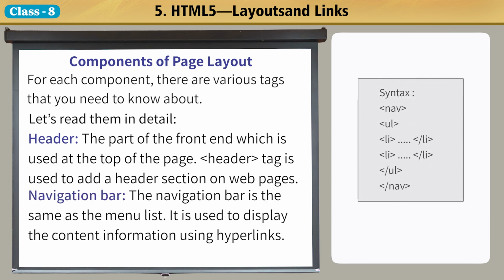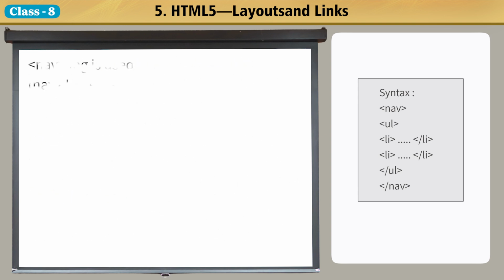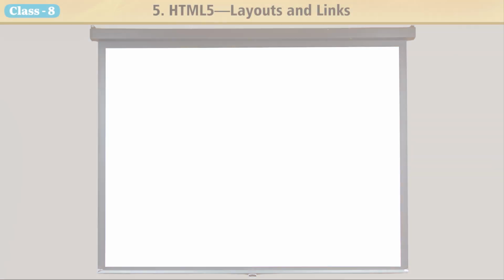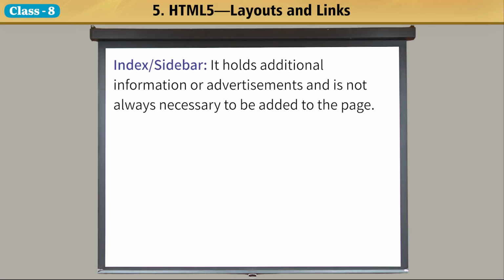Navigation bar. The navigation bar is the same as the menu list. It is used to display the content information using hyperlinks. Navigation tag is used to add the nav section, nav elements, in web pages. Index sidebar. It holds additional information or advertisements and is not always necessary to be added to the page.